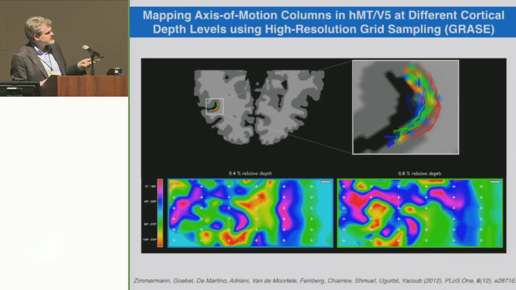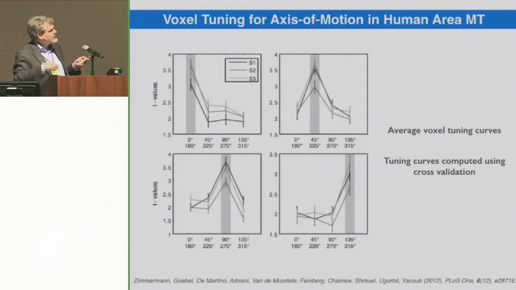Here I showed just 2 from 3 we recorded in 40% and 80% depths. And you see they are similar but not identical. And it's important to see that because we can then separate also the activity in upper and lower layers, which I will show you later in my talk. So that's possible now, and we also get tuning curves.